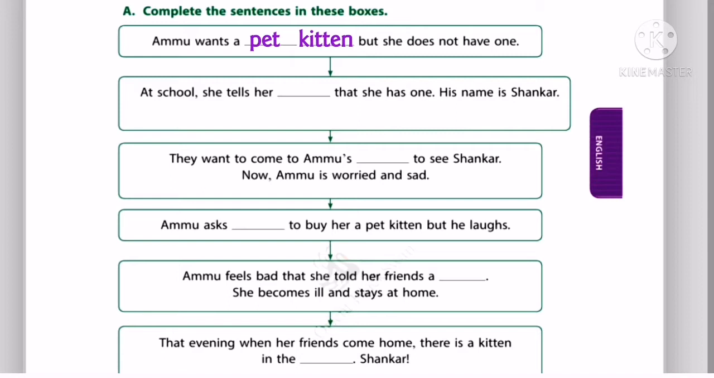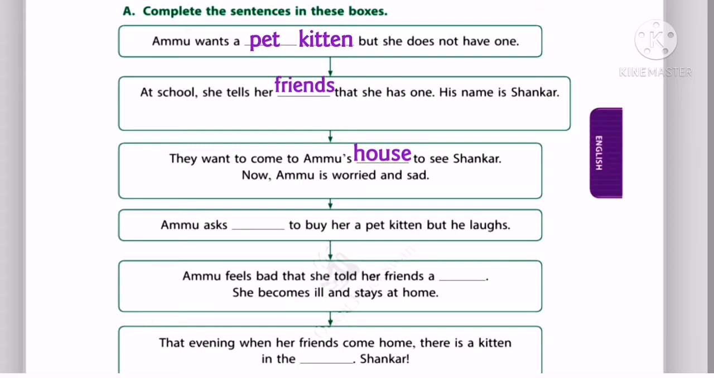Yes, at school, she tells her. To whom she told about Shankar? Yes, she tells her friends that she has one. His name is Shankar. Next one. They want to come to Ammu's dash to see Shankar. Now, Ammu is worried and sad. So they means Ammu's friends. So Ammu's friends want to come to Ammu's house to see Shankar. Now Ammu is worried and sad.